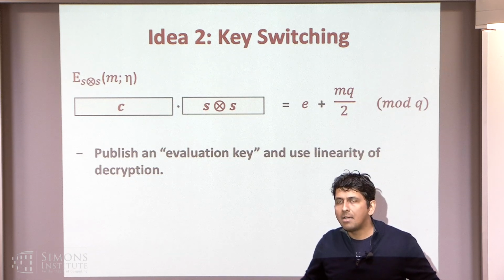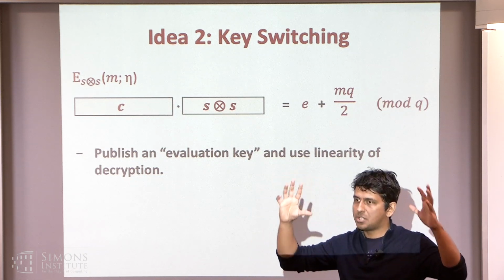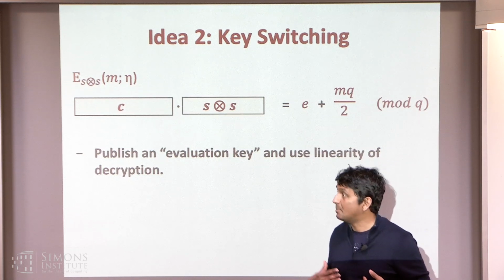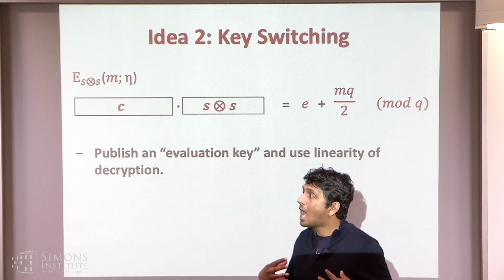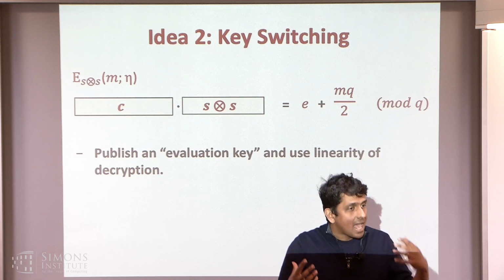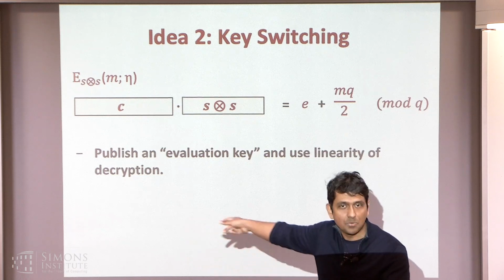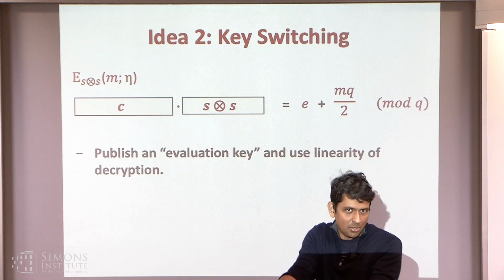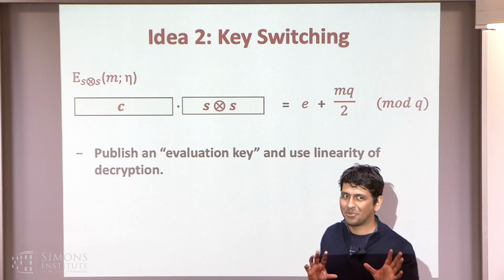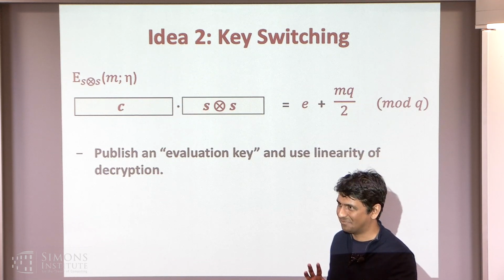We are going to have a public evaluation key. So what is it? I'm Alice. I have the secret key. I'm encrypting stuff to be computed on. I am also going to publish an evaluation key, which will help the cloud do this key switching operation. So poor thing, it cannot do it by itself. I'm going to actually help it out. Of course, I don't want to help it out too much.